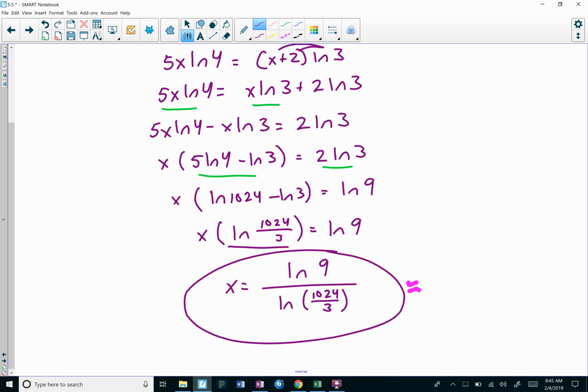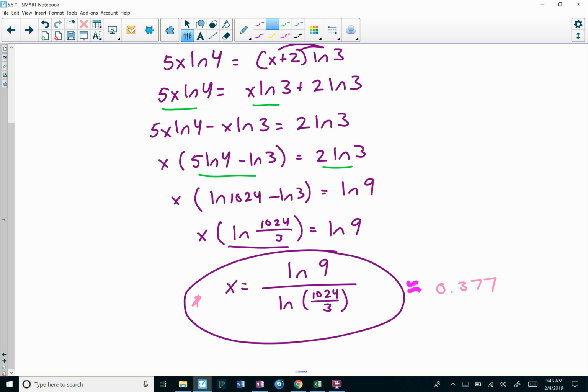Whoop, that's a really big marker. So I'm going to do that. I'm going to grab my calculator. I'm going to type in natural log of 9 divided by natural log of 1024 over 3. I got approximately 0.377. Now, I'm not looking for that as the answer. I believe your test will say give exact answers, meaning no decimals. It means I want this answer right here that I circled.